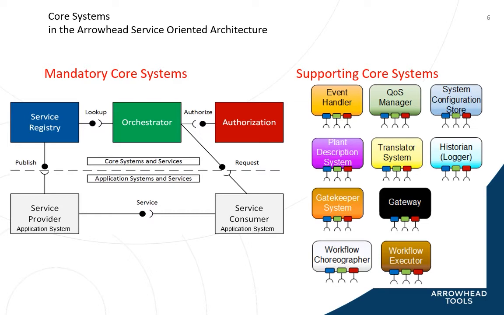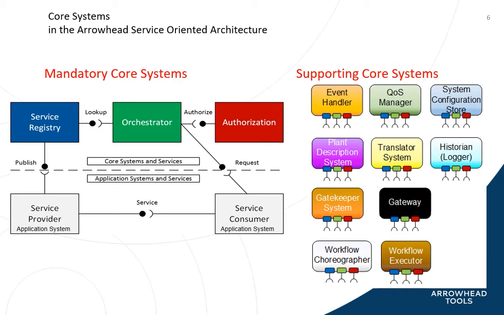There are many more in Arrowhead, many more, but these are some distinguished ones. So in order for you not to have to develop your own event handlers or translators or gatekeepers and gateways between the local clouds or QoS management or things like that, you can use the Arrowhead provided supporting systems which are available, or you can of course develop your own, but Arrowhead has some of these systems and services already available for those who want to use it.